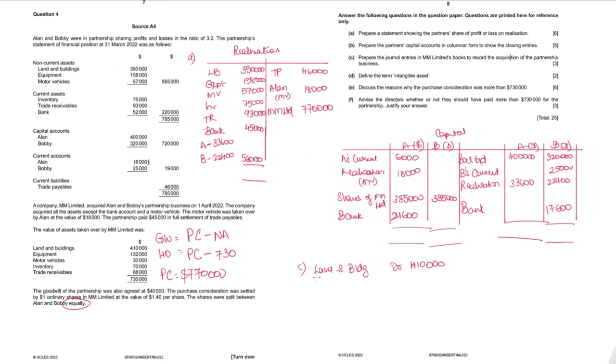So land and building 410,000, equipment debit 132,000, motor vehicle debit 30,000, inventory debit 70,000, trade receivables debit 88,000. And apart from this, the company has also taken over goodwill. They've paid 40,000 for goodwill, so 40,000 debit goodwill.